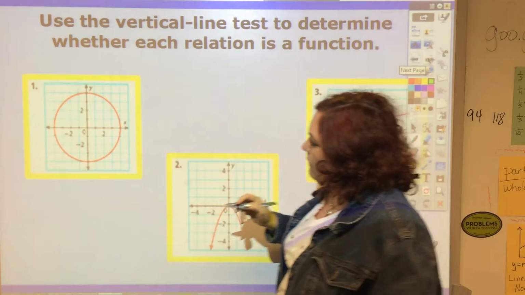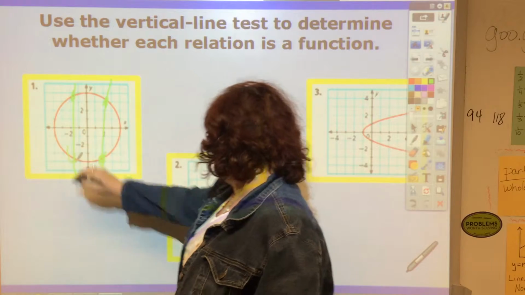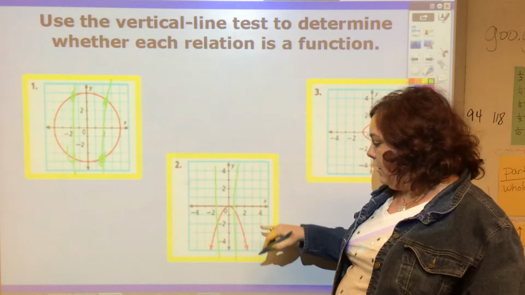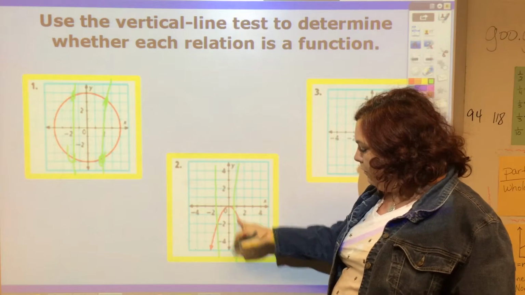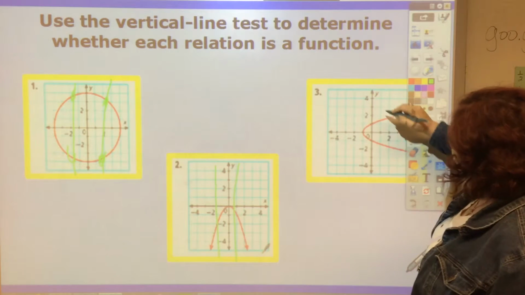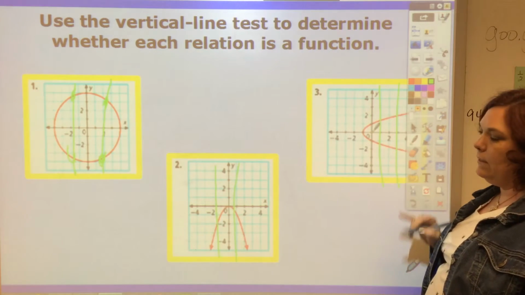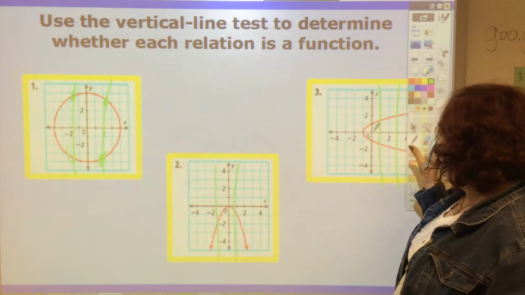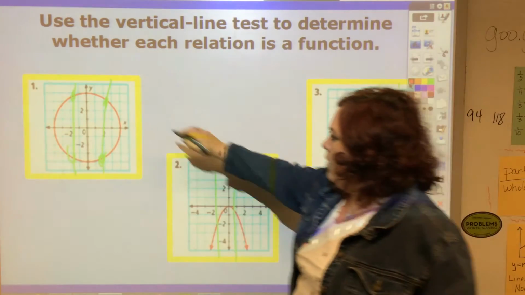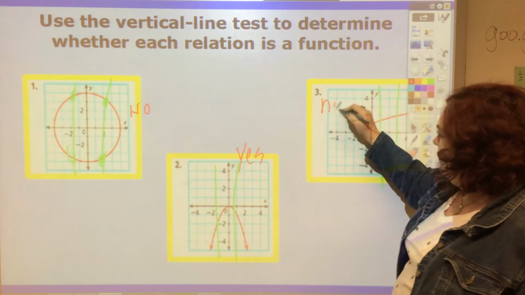Here, again, use the vertical line test. This is not a function. If I use the vertical line test here, this is a function. There is no place on my vertical line where x shows up again. But this one, the parabola going this way, has two outputs for one input, so this is not a function. So we would say no, yes, and no.